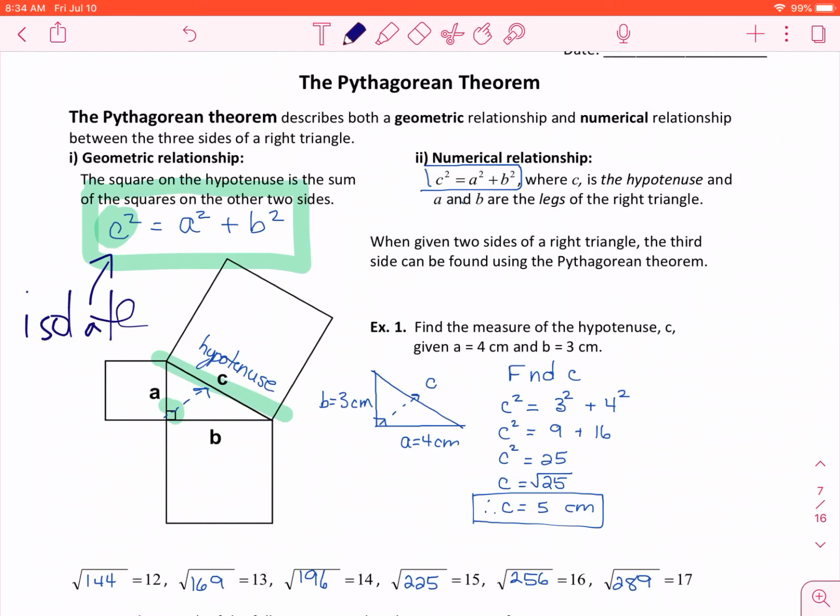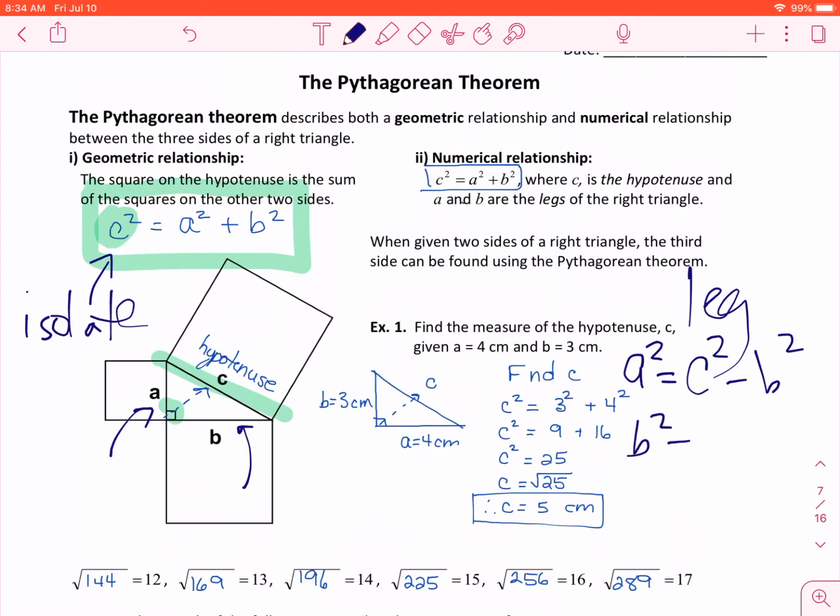Okay. The other two versions, if you are looking for a leg, and a leg, remember, are the sides that aren't the hypotenuse. You can isolate for a by moving b squared to the left side, so that would be c squared minus b squared. Or, if you wanted to isolate for b squared, that would just be c squared minus a squared. Okay? So when you're looking for a leg, you have to use a different formula. You cannot still use the regular Pythagorean theorem unless you are willing to move terms around once you apply them into the formula. Then that's okay.